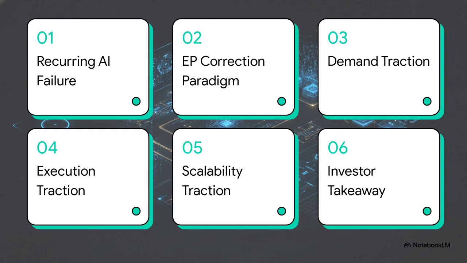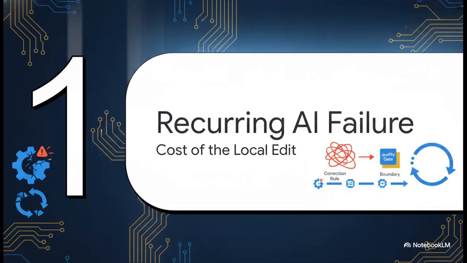To see how the energetic paradigm solves this whole mess, we're going to walk through 6 key areas today. 1. The recurring AI failure. 2. EP's correction paradigm. 3. Demand traction. 4. Execution traction. 5. Scalability traction. And 6. The final investor takeaway. All right, part 1, the recurring AI failure and the high cost of the local edit.